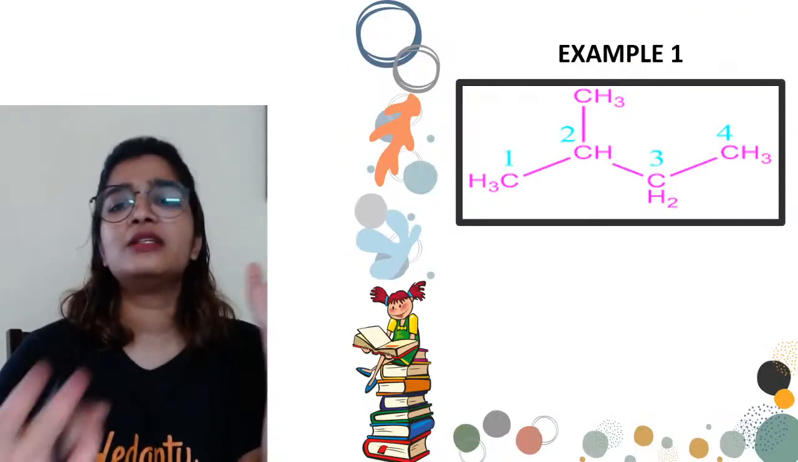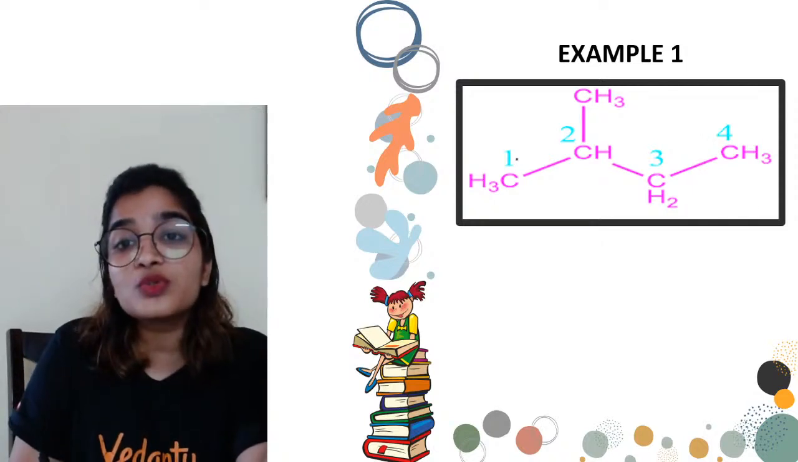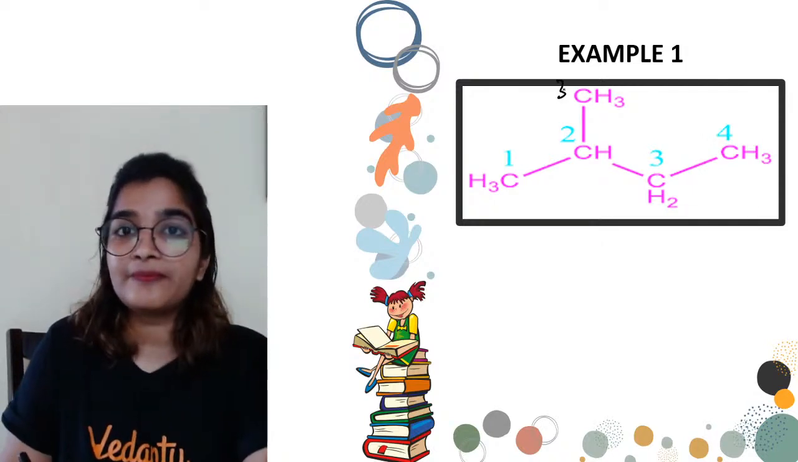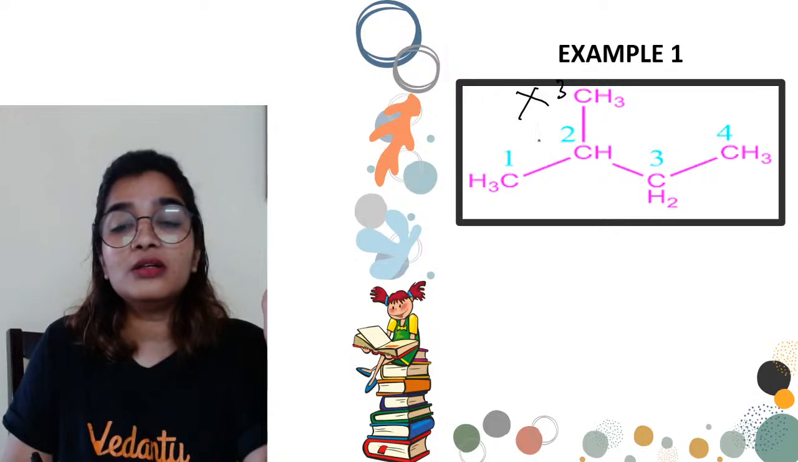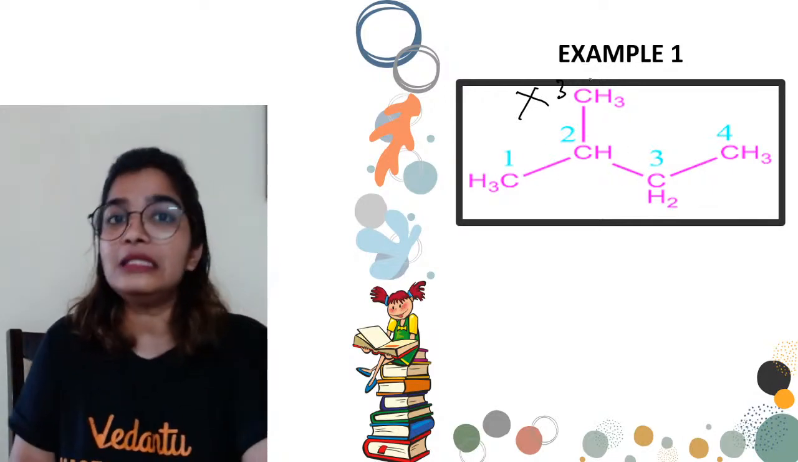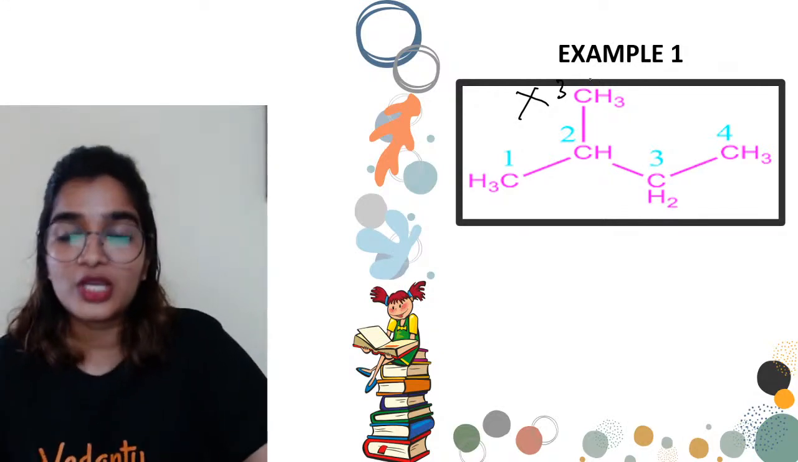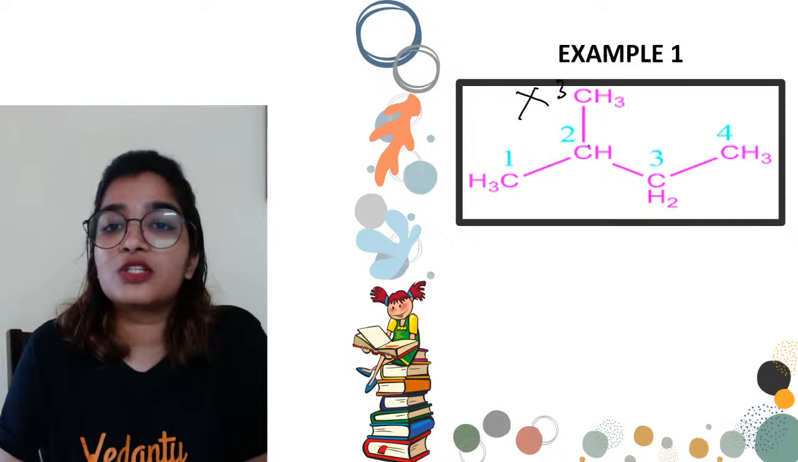For example, see this. I have 1, 2, 3, 4, or I could have chosen 1, 2, 3 as well. But why is this wrong? This chain has 4 carbon atoms and this has 3. According to the rule, I should go with the longest chain. So I will choose this 1, 2, 3, 4.